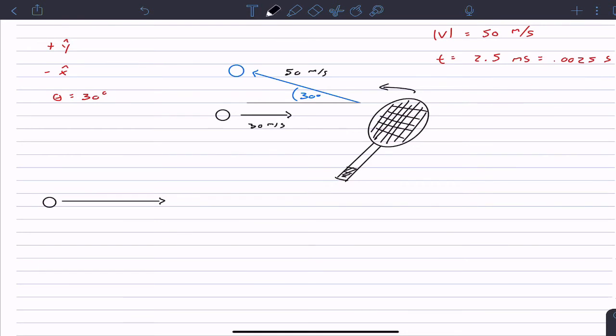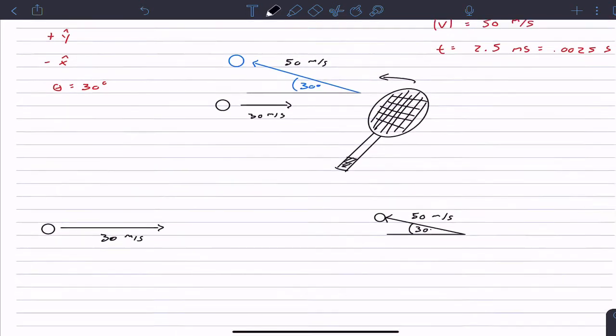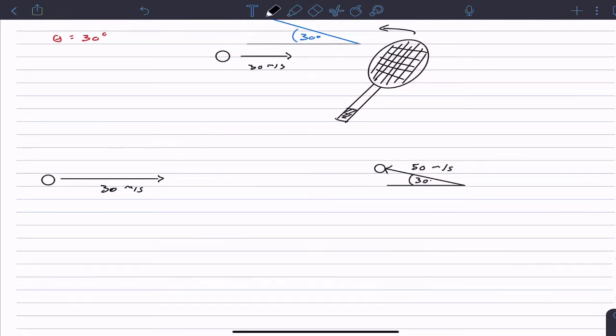So let's move this down here. So now we have the ball up here. This is 30 degrees. I mean, that's close. Okay, 30 degrees that way, 50 meters per second, right? This is 30 meters per second. The ball itself weighs 0.043 kilograms.